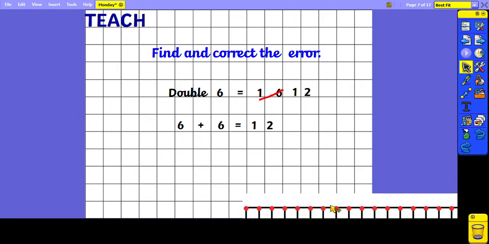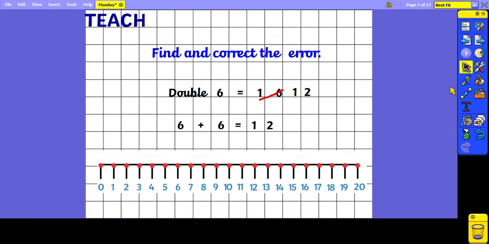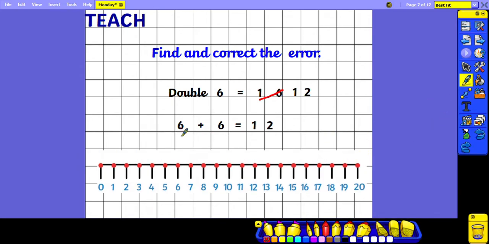If you don't want to draw out counters, you could use your number line in the way that we were using it in the last example. So if I wanted to do 6 add 6, I could start on my 6 and count 6 jumps forward. So 1, 2, 3, 4, 5, 6. And I can check and my answer is 12 again, so I know that my previous calculation was right. Okay, so we've found the error and we've corrected it.